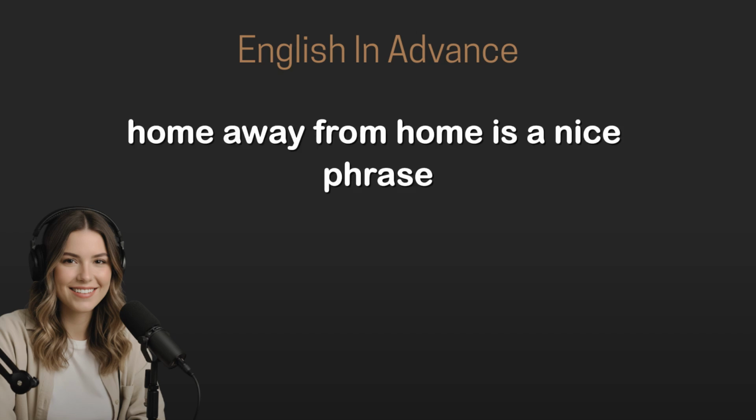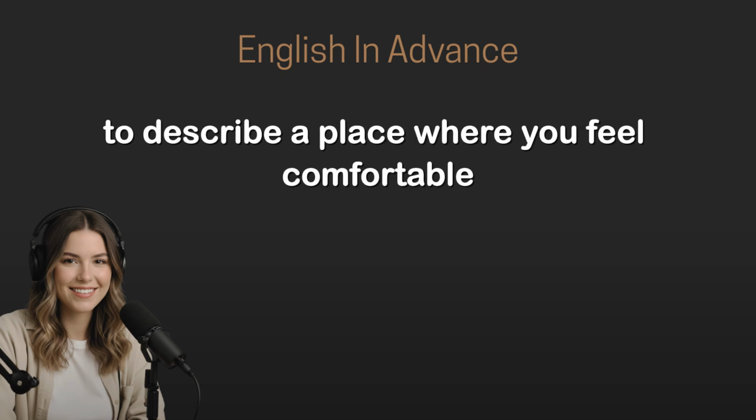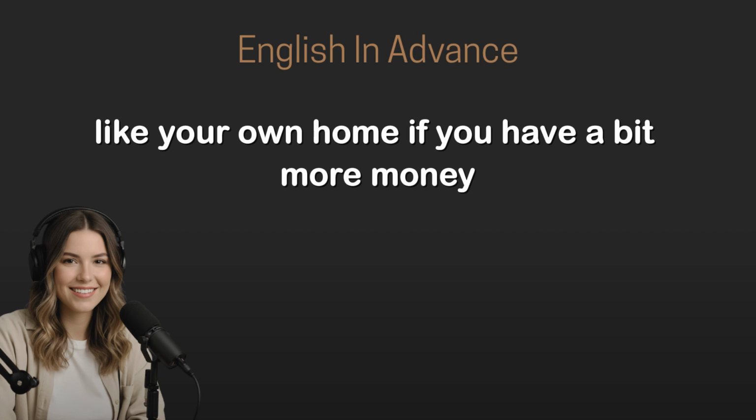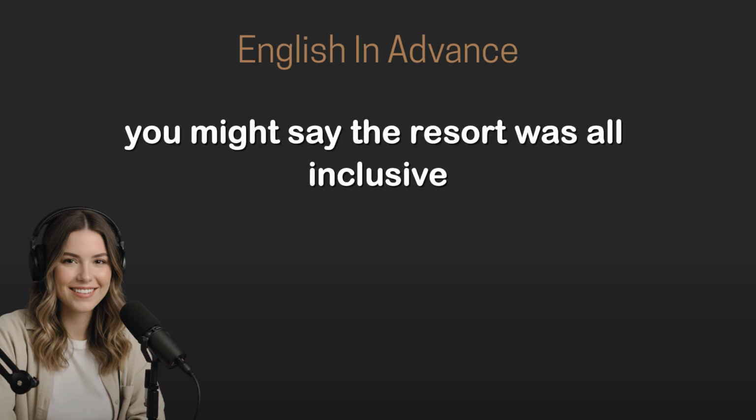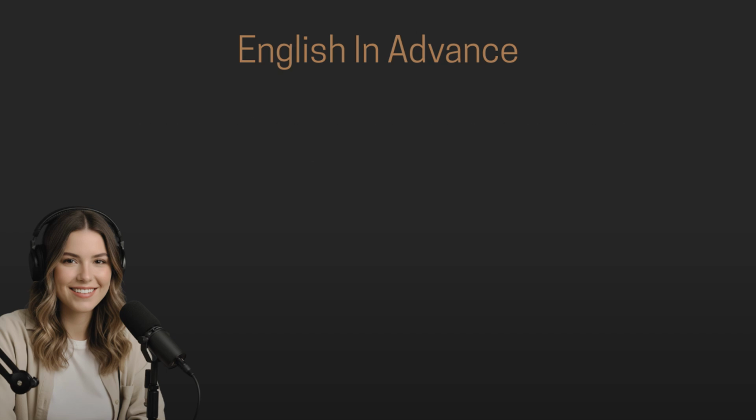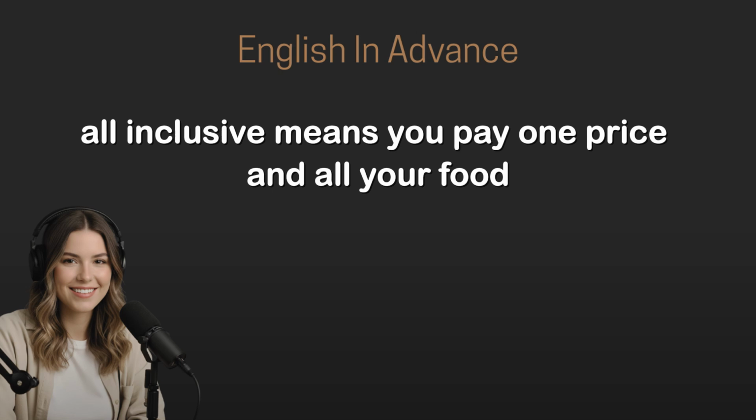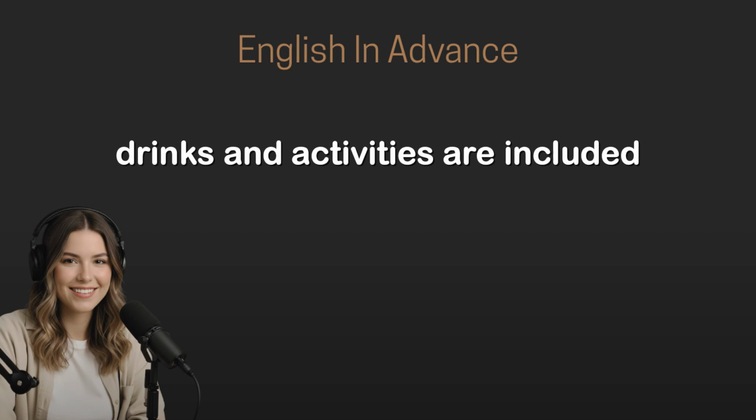Home away from home is a nice phrase to describe a place where you feel comfortable, like your own home. If you have a bit more money, you might stay in a luxury resort. You might say the resort was all-inclusive. All-inclusive means you pay one price and all your food, drinks, and activities are included.